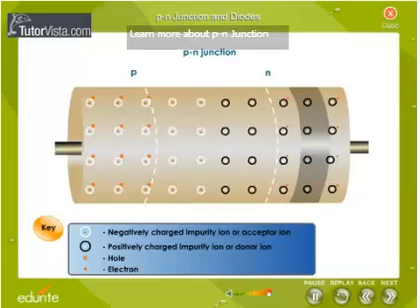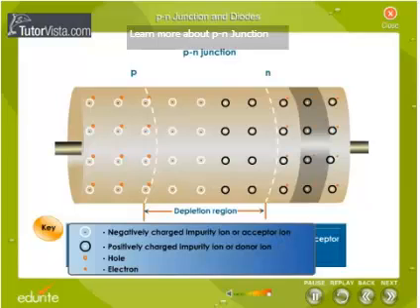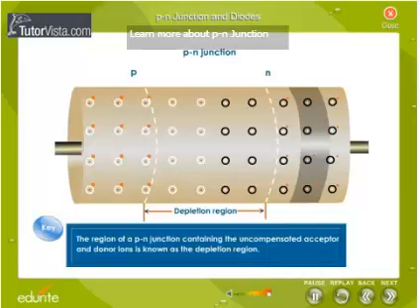As a result, the positive donor ions in the N region and the negative acceptor ions in the P region are left uncompensated, and this region forms the depletion region. The region of a PN junction containing the uncompensated acceptor and donor ions is known as the depletion region. This region is named so because it is depleted of mobile charge carriers.